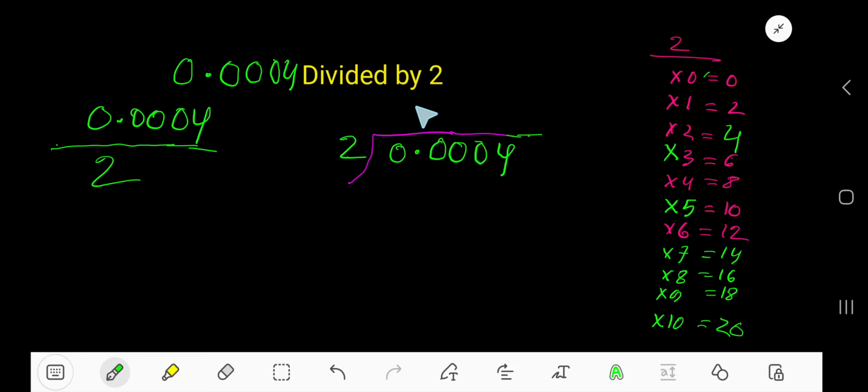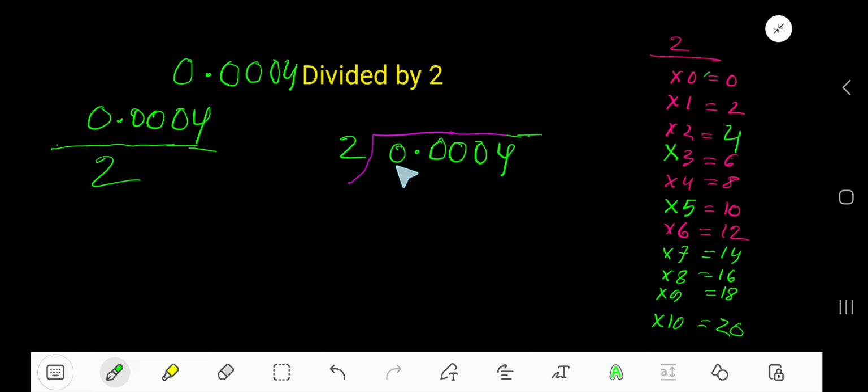0.0004 divided by 2. Here 2 is a divisor. 2 times 0 is 0, 2 times 1 is 2, 2 times 2 is 4, 2 times 3 is 6, 2 times 4 is 8, 2 times 5 is 10. So to find out the multiplication table of 2, just add 2 with the previous step. 0 plus 2 is 2, 2 plus 2 is 4, 4 plus 2 is 6, 6 plus 2 is 8.